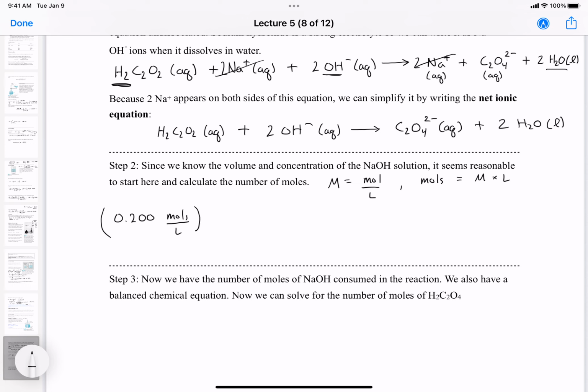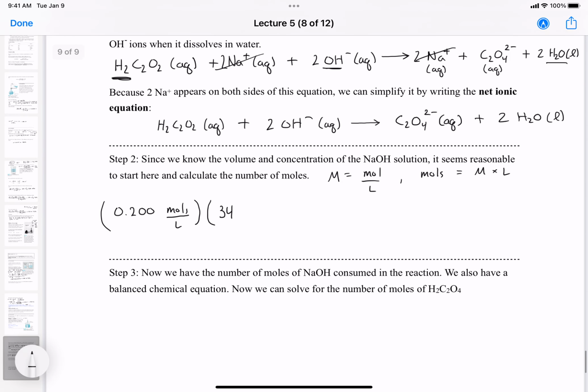Now we have the volume, 34 milliliters. Let's make sure we keep the right number of sig figs here, 34.0 milliliters. We need to convert from milliliters to liters, and we know that 1 liter is equal to 1,000 milliliters. So this will help us cancel milliliters here. Liters will cancel here, and then we get our moles. So the number of moles here is 6.8, as we put in our calculator, times 10 to the negative 3 moles sodium hydroxide.